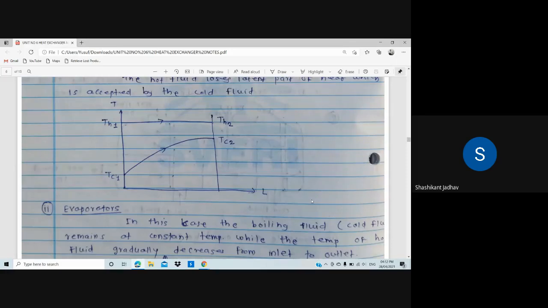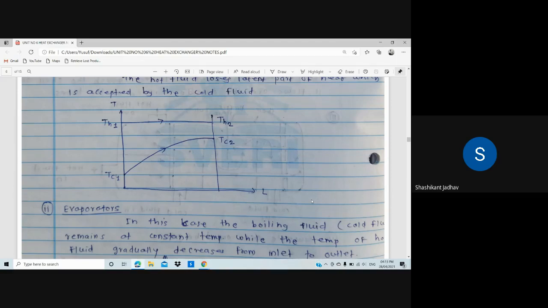All of you draw this diagram. On the x-axis is length, and on the y-axis is temperature. The hot fluid temperature remains the same, TH1 to TH2, and the cold fluid temperature increases from TC1 to TC2, and the direction of the two fluids is the same. So this is about the condenser, based on the physical state of the fluid.